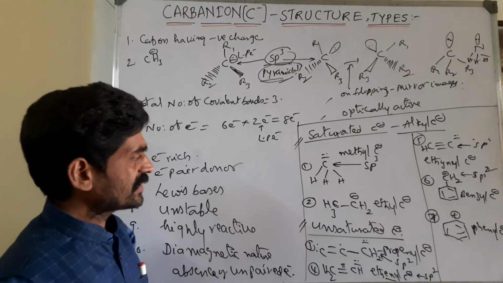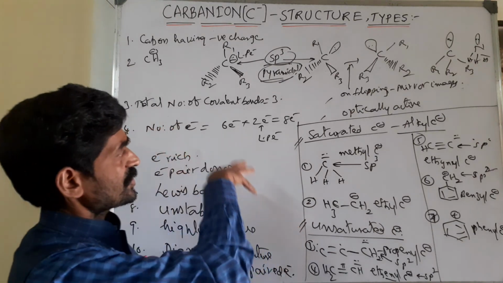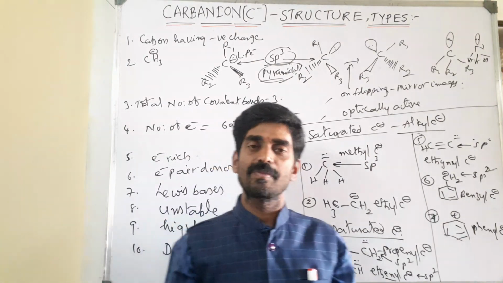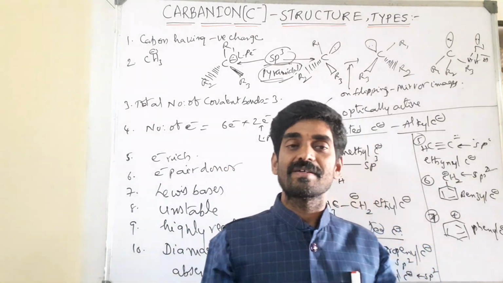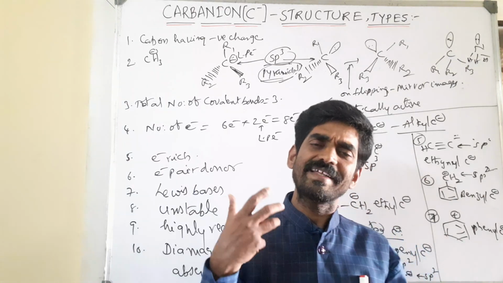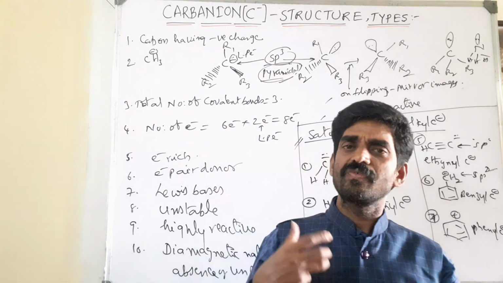So this was the structural aspects and types of carbanions. In the next part we are going to discuss the stability of different carbanions and which effects influence it, and I will give you different examples. You just follow that, okay.